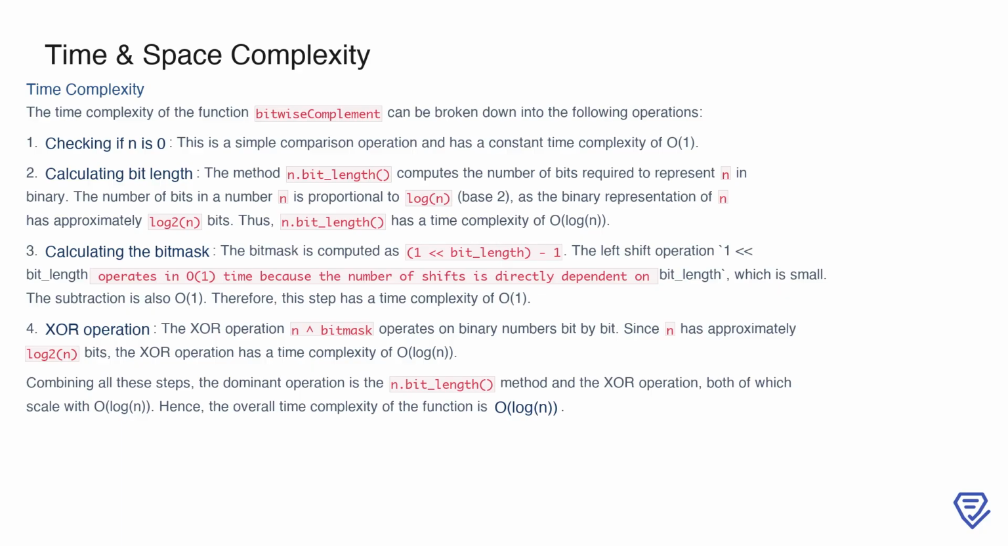Then, we compute the bit mask using 1 << bit_length - 1. The left shift operation is effectively constant time because the number of shifts is small, and the subtraction is also O(1). Finally, the XOR operation n ^ bitmask processes each bit of n, which again scales with the number of bits, or O(log n). Combining these steps, the dominant factors are the bit_length calculation and the XOR operation, both of which are O(log n). Therefore, the overall time complexity of the function is O(log n).